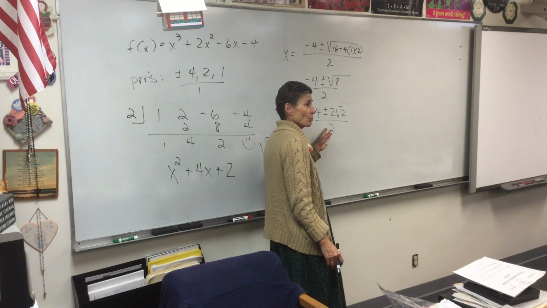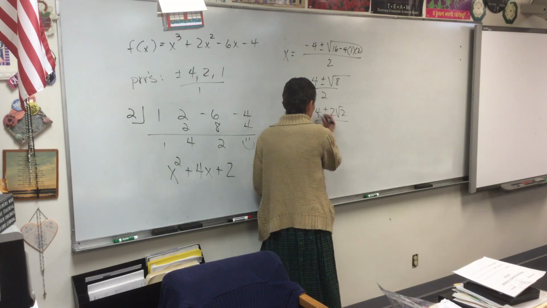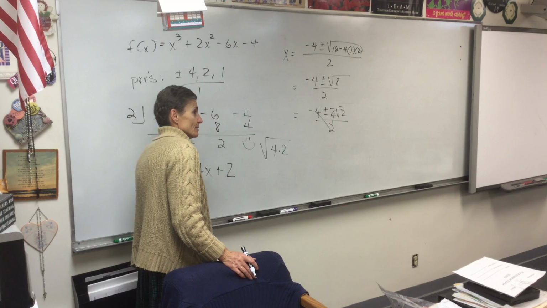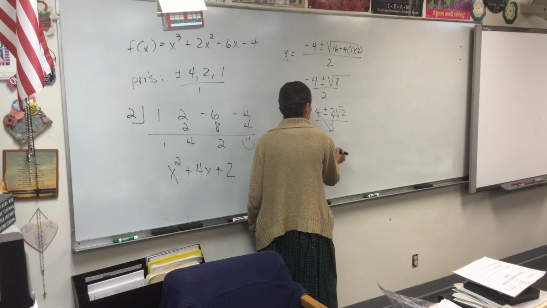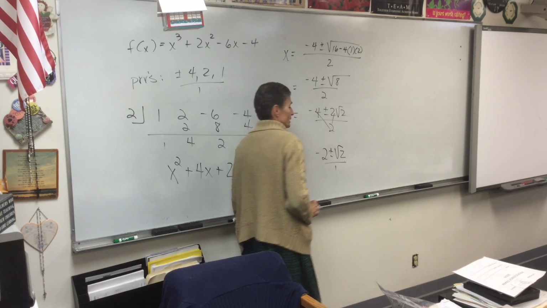And then, oh my gosh, what about this guy? Pay attention, look carefully, what do you notice? Oh, they're divisible. We can get rid of the 2's in all 3 spots. So we'll have negative 2 plus or minus root 2 over 1, which you don't have to put the over 1 part.